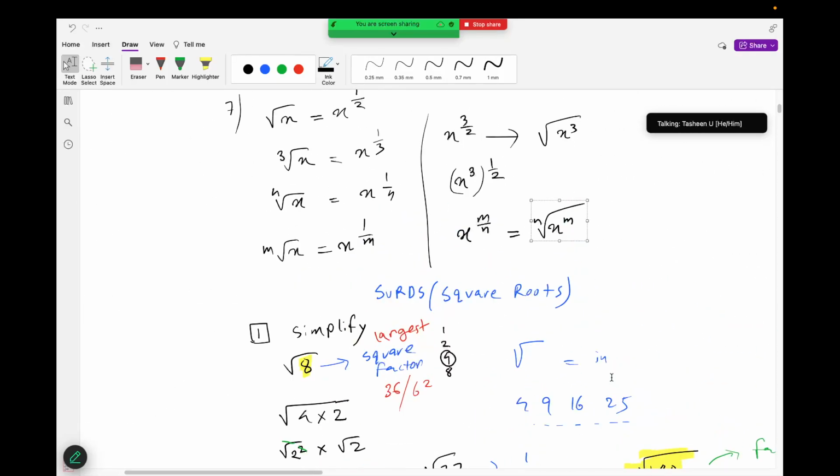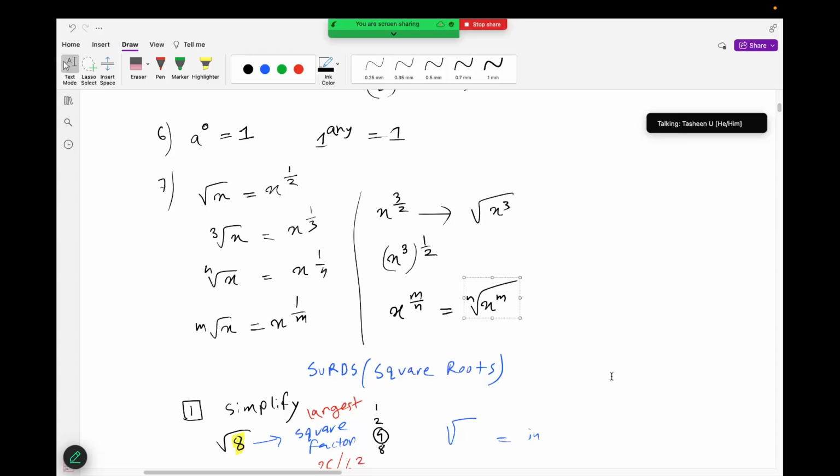Now we move on to surds, which basically means square roots.